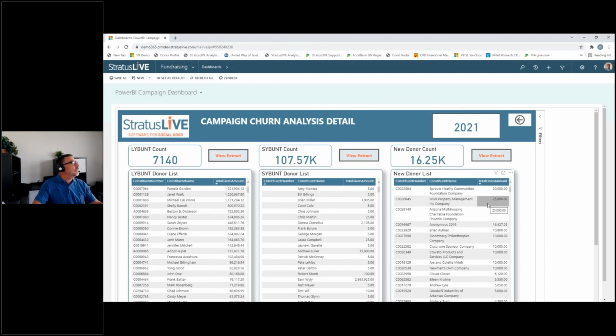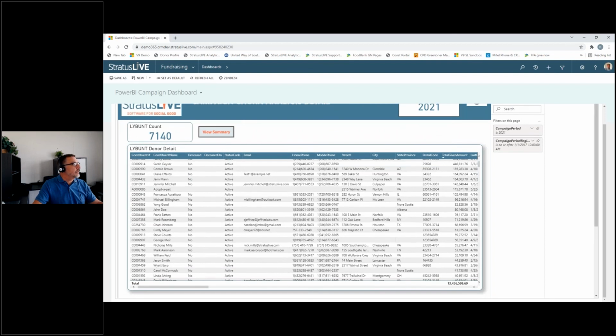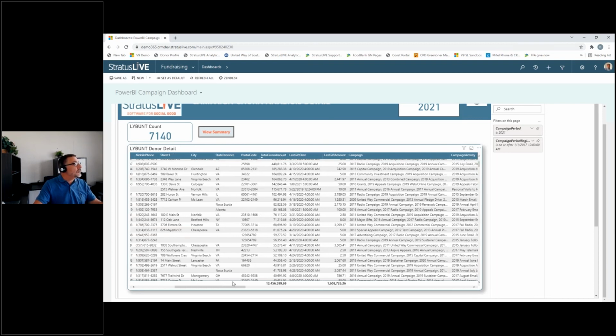Now, to make this even more actionable, this is great, but I don't want to have to go and look up all of these people and get their addresses and email and phone numbers and all of that. So I'm just going to click View Extract. This gives me that exact same list. Now I have email addresses, phone numbers, address information, and their giving amounts. And if I scroll down a little further to the bottom, we can also tell what campaigns they've given into, what their last gift date was with us, what their last gift amount was with us, all of those kinds of things.